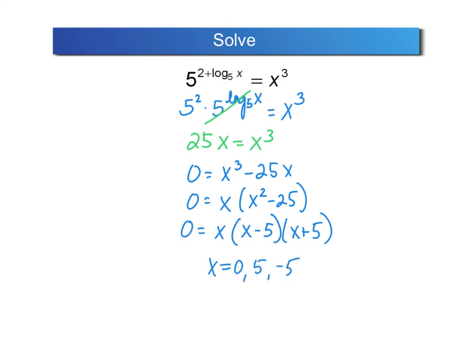But I've got to make sure that this makes sense. If I look at 0, I cannot have a 0 as an argument in a log. It's undefined. There's no way that 5 raised to any power will be 0. So that one will not work. If I look at positive 5, that is absolutely okay. Positive 5 is okay. So this one is a solution. If I put negative 5 into my log as an argument, that won't work either. So that one is also extraneous. There's one solution to this equation.